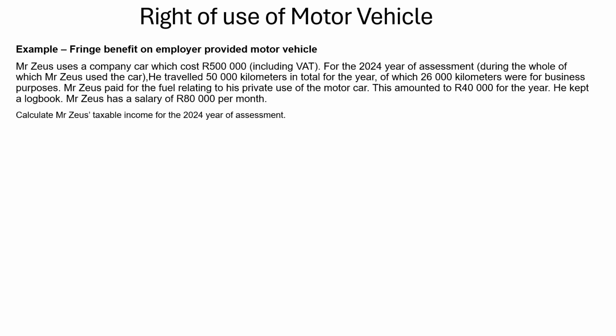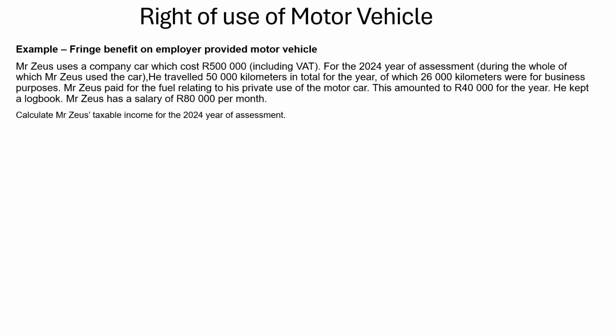Example one. Fringe benefit on employer-provided motor vehicle. Mr. Zeus uses a company car which cost 500,000 rand, including VAT. For the 2024 year of assessment, during the whole of which Mr. Zeus used the car, he traveled 50,000 kilometers in total for the year, of which 26,000 kilometers were for business purposes. Mr. Zeus paid for the fuel relating to his private use of the motor car. This amounted to 40,000 rand for the year.